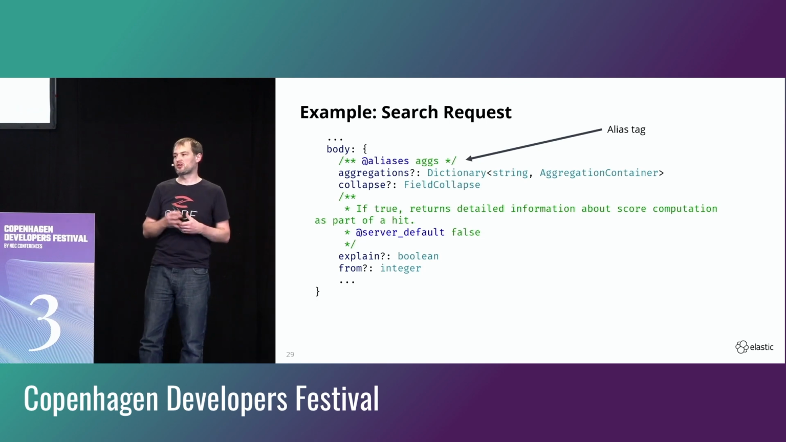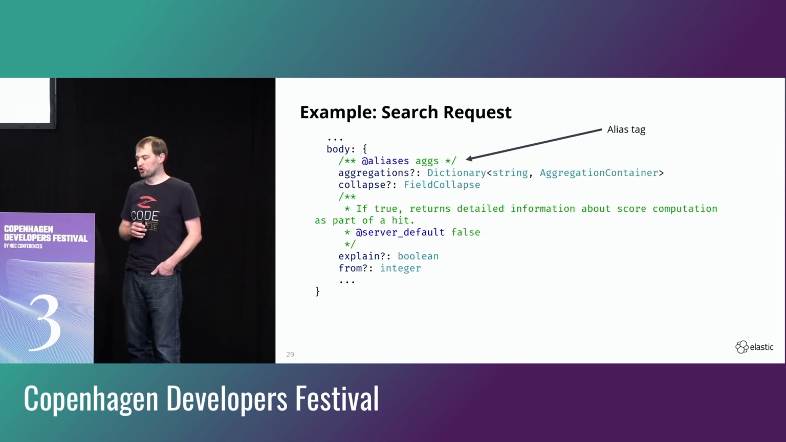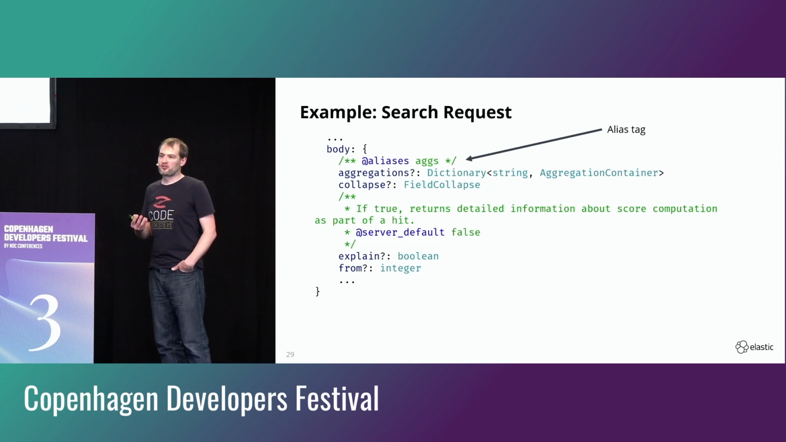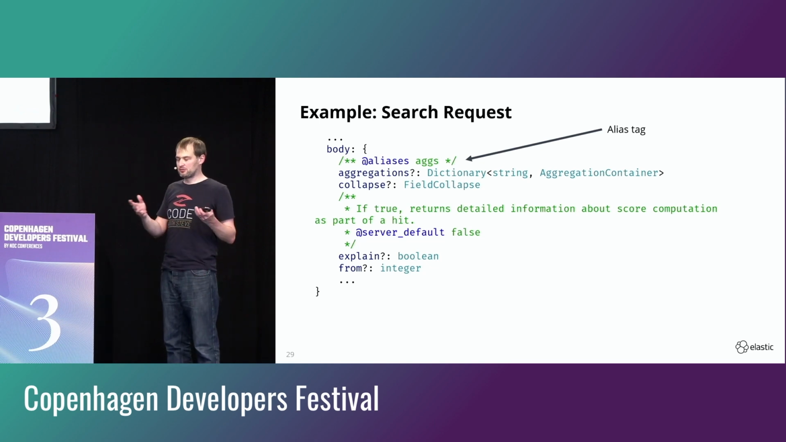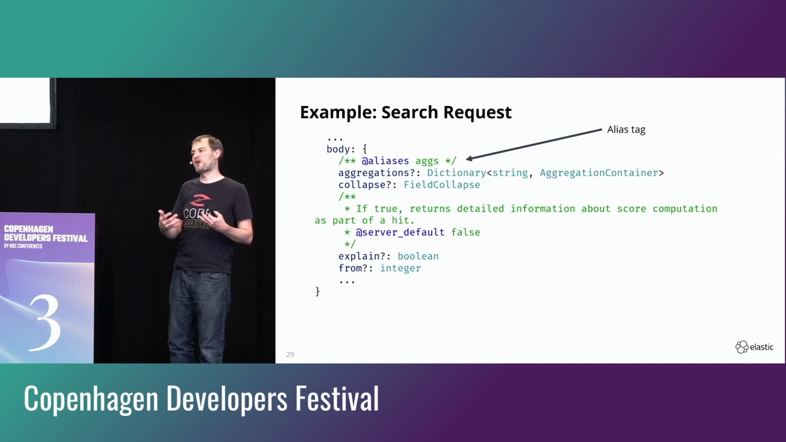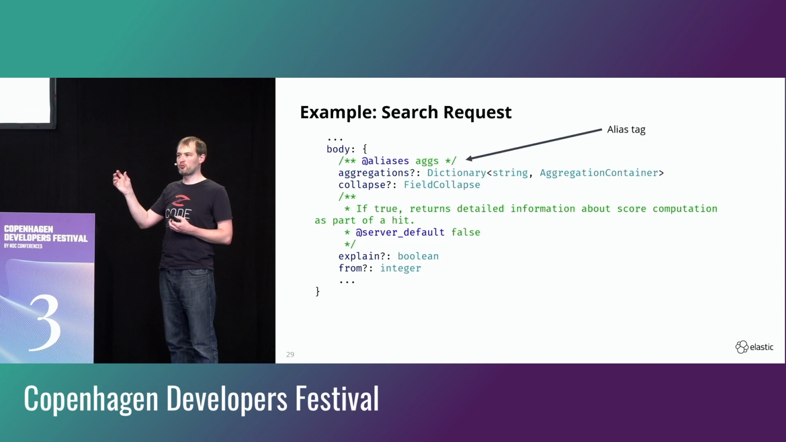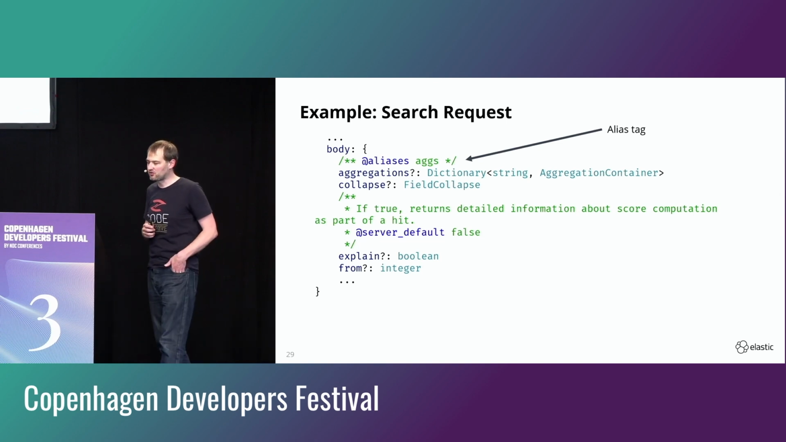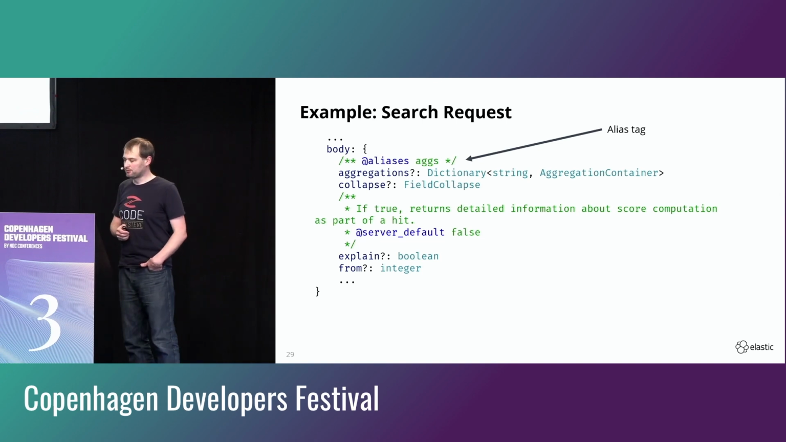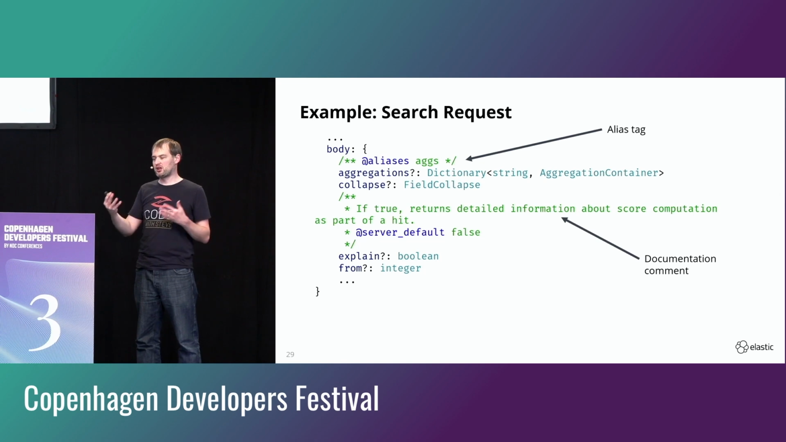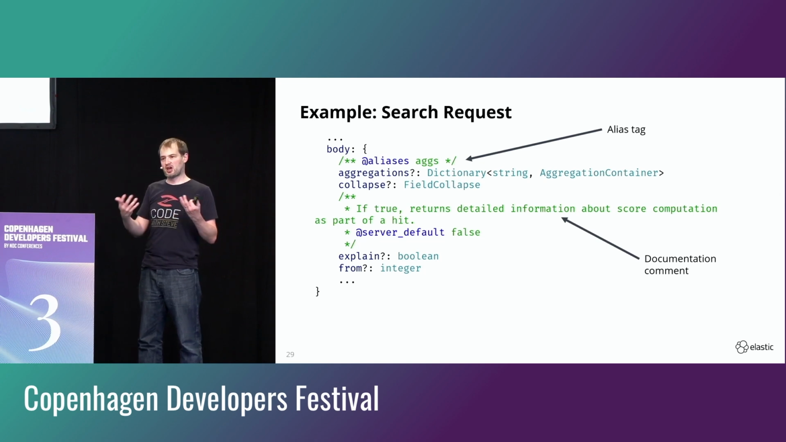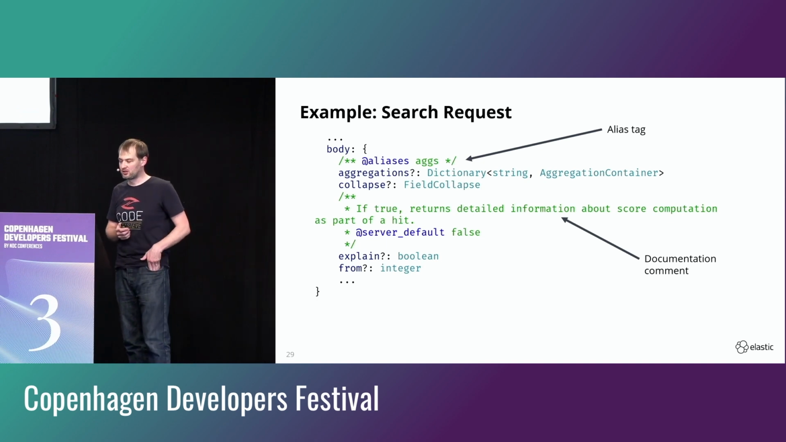We do that again through these alias tags in the model. An aggregation in Elasticsearch is logically just a dictionary, and you provide a string which names the aggregation that you're performing, and then you provide one of many possible data structures that's a valid aggregation for Elasticsearch. This is where the polymorphic nature of Elasticsearch comes in, and we'll see what a container does in a minute. But we also have regular code comments here, and these can be used by the code generators to add XML documentation comments in the case of the C# generator.